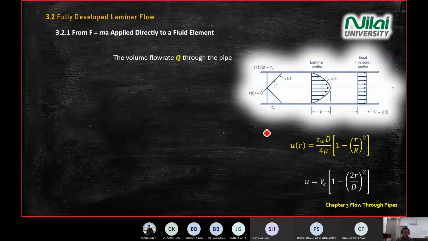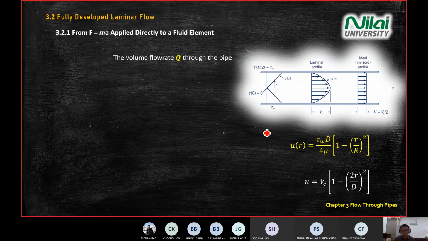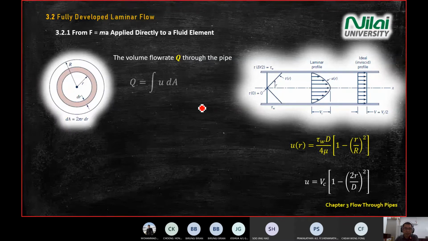Important is question 13. We try to develop the Poiseuille law, which is given by Q equals pi d to the power 4 delta p over 128 mu L. So how do we develop the Q? We know that Q equals V times A, right? We know that Q equals velocity times area.